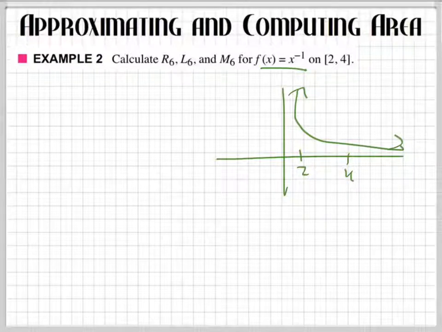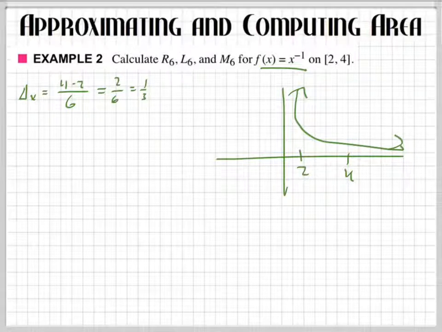And so since it says 6 right here, we're dividing it up into 6 sub-intervals, so let's really quickly find our delta x. We take the 4 and we subtract the 2, and we divide that by 6, so we get 2 over 6, which equals 1/3. Okay, now your change in x should always be positive, so our change in x is 1/3.